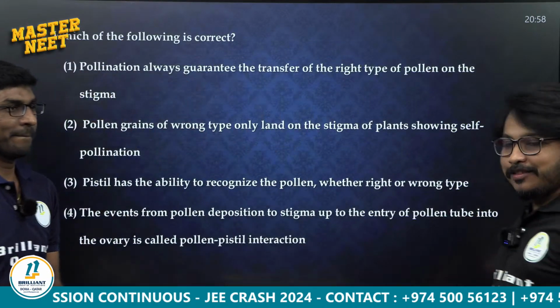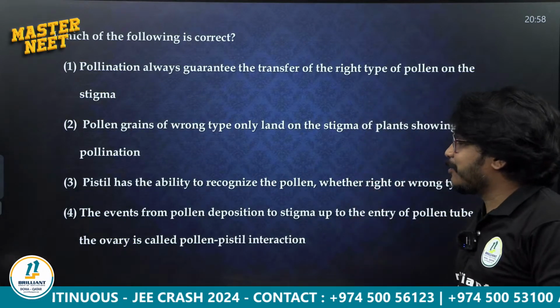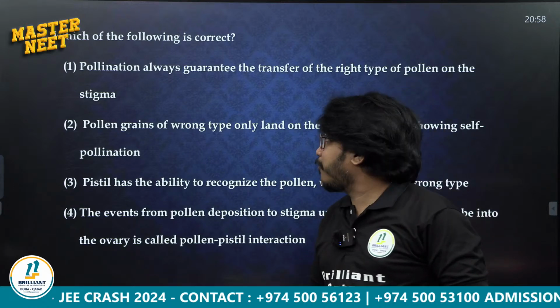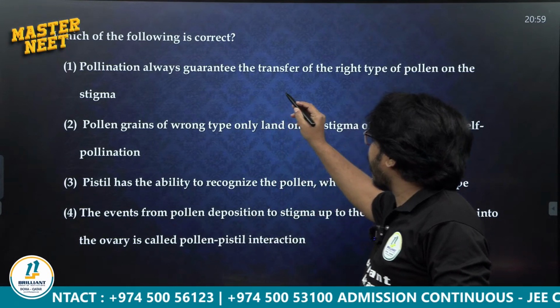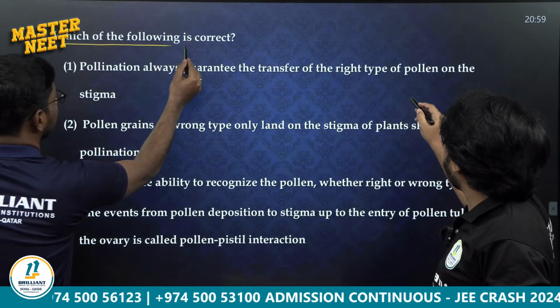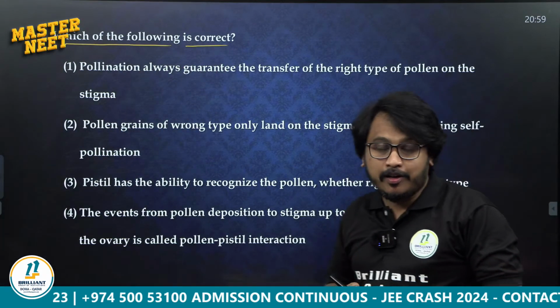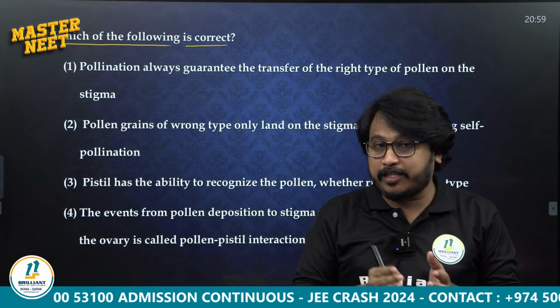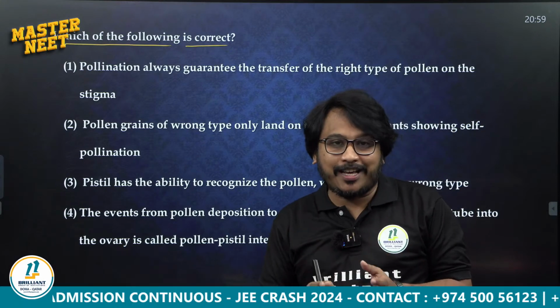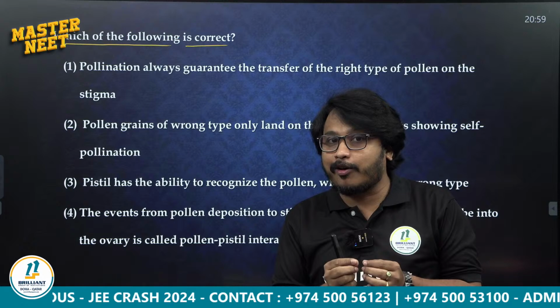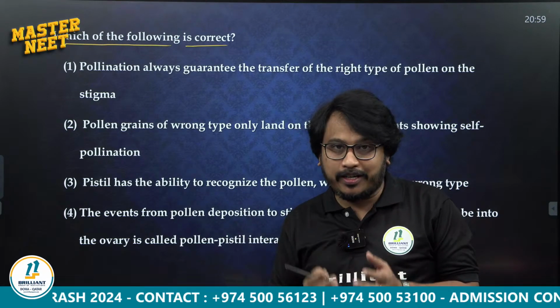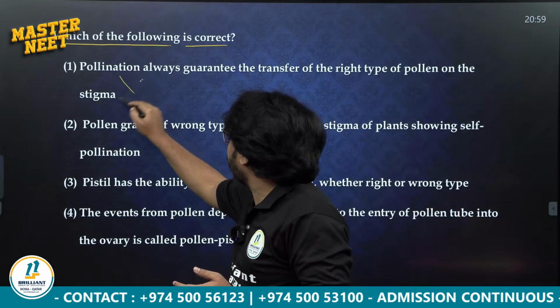Sir, come. Okay, let me start with the first question of sexual reproduction in flowering plants. Which of the following is correct? Pollination always guarantees the transfer of the right type of pollen on the stigma. You might have learned about pollen-pistil interaction. Don't think that during pollination only the right type of pollen always falls on the stigma. It can be the wrong type also. So the first option is actually wrong.